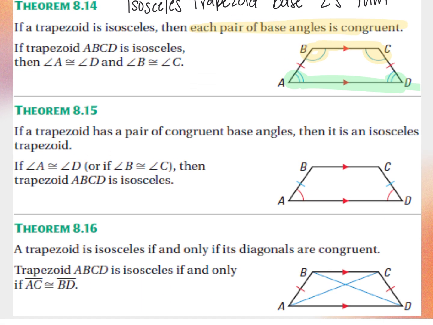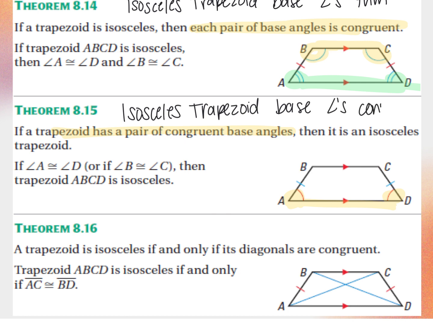The next one sounds similar, but it's not the same. If a trapezoid has a pair of congruent base angles, one pair, then it is isosceles. So this is proving it to be isosceles, but the previous one says it is an isosceles trapezoid. So if we're proving it to be something else, this is going to be isosceles trapezoid base angle converse. So looking at the first one, they're telling us the trapezoid is isosceles, but the second one, we're proving it to be isosceles.